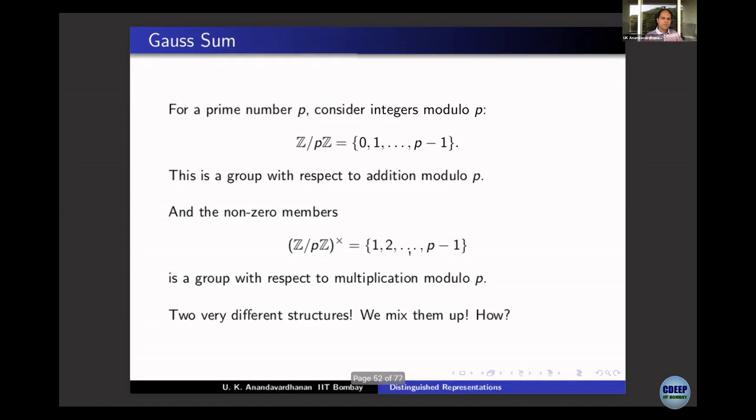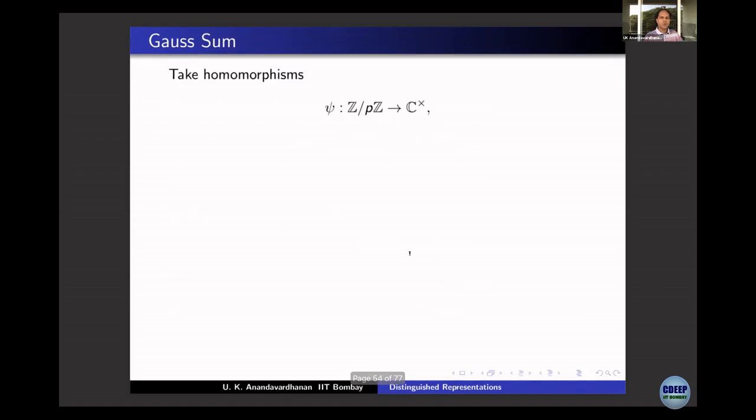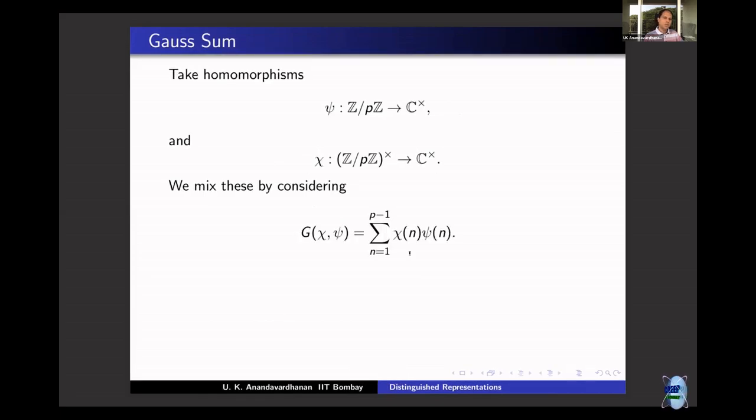One is addition, one is multiplication, and we would like to mix them up. And how do you mix them up? As follows. You can take what are called homomorphisms, one additive, one multiplicative, and put them together and mix it up. Actually, take it in a test tube and mix it up.